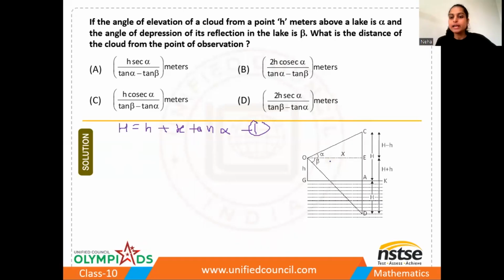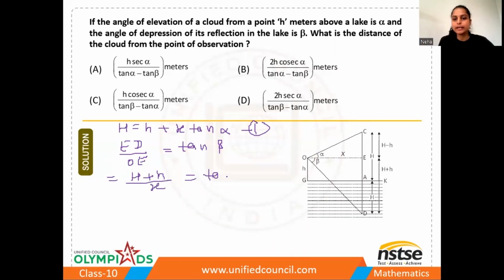Now students, similarly let's take the triangle ODE, that means the lower one. In triangle ODE I can see a similar concept here. ED over OE is equal to tan beta. I'm just applying the same thing here, so it becomes capital H plus small h over x is equal to tan beta. That means capital H plus small h is equal to x tan beta, or I can say capital H is x tan beta minus h. This is your equation number 2.